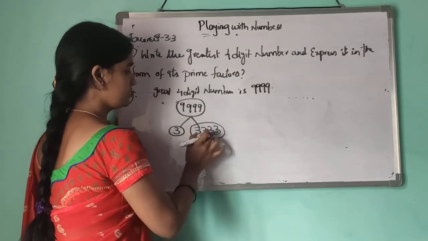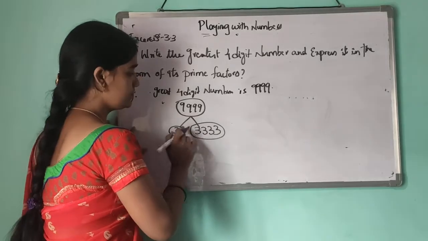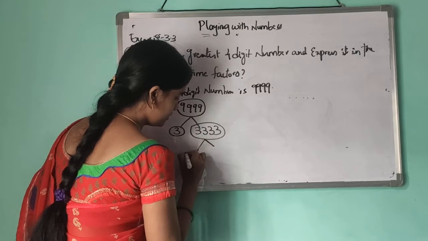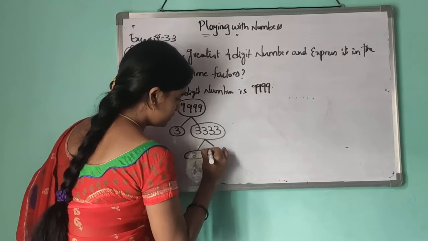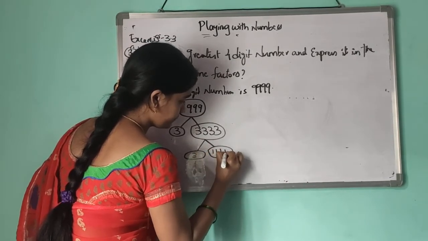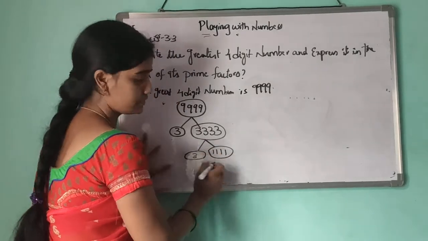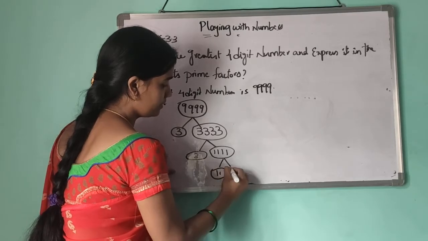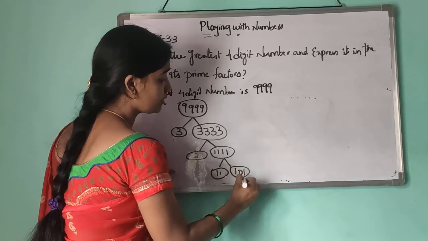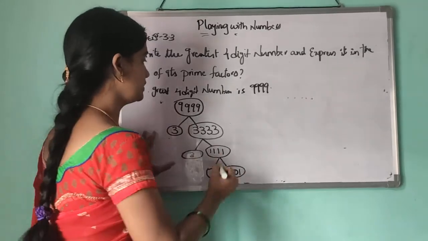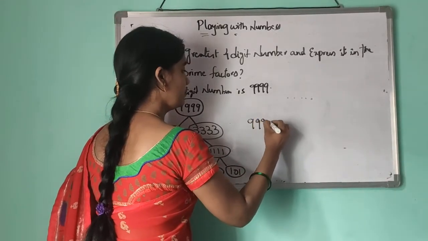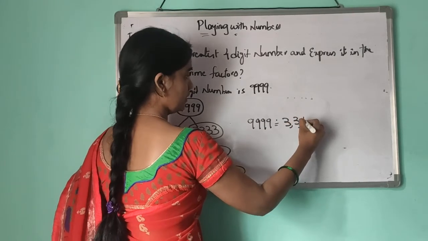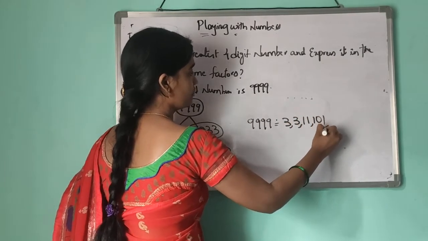3 1s are 3. 3 3s are 9, so 999. I can write this as 3 1s: 3 1s are 3, 3 1s are 3. 4 1s can be written as 1 1 1 1, which is 1111, and 101. So the factors of 999 are 3, 3, 11, 101.